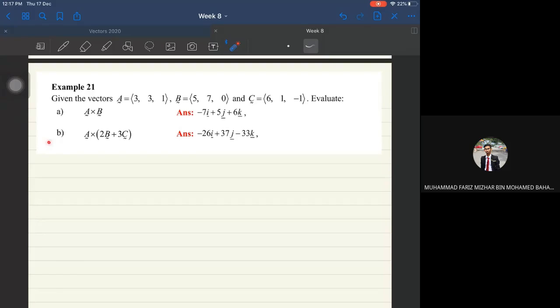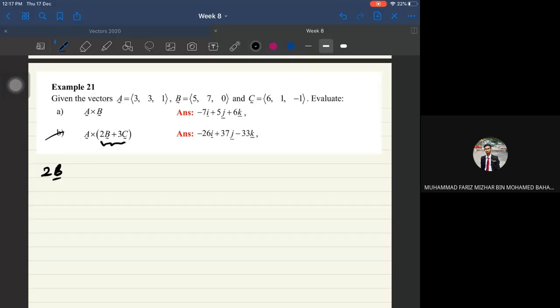So for B, what you must do first is solve the operation inside here. Then only can you do the cross product between vector A and the result from this operation. Of course, this operation will give you a vector, because vector plus vector gives a vector. So you will do cross product between A and the result of this operation. So you need to find 2B plus 3C first.